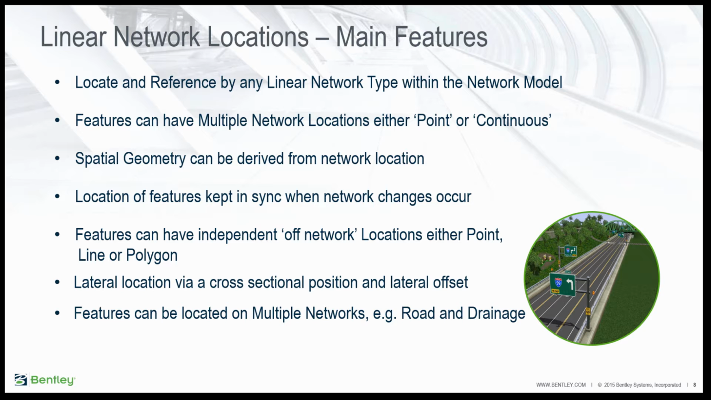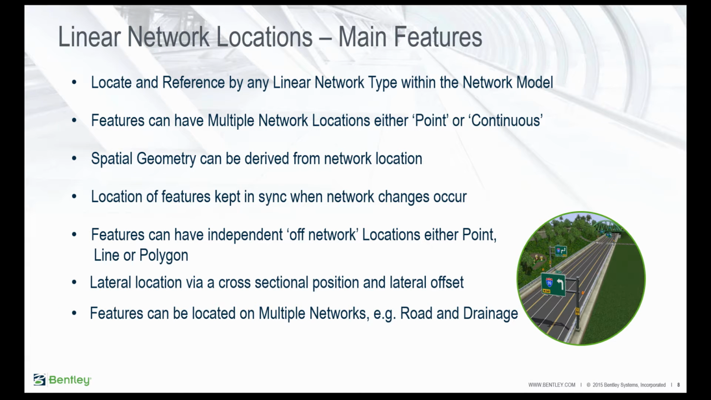Features can also have an independent or off-network location, which is not dependent on the road network. And again, these can either be a point, a line or a polygon representing the actual feature itself. AssetWise also supports the concept of lateral location. This is the location of a feature across the network, known as a cross-sectional position. And finally, features can be located on multiple networks. For example, the same feature can be located on a road network and on a drainage network. And this is important for complex enterprise-wide deployments where multiple network types are being modeled.